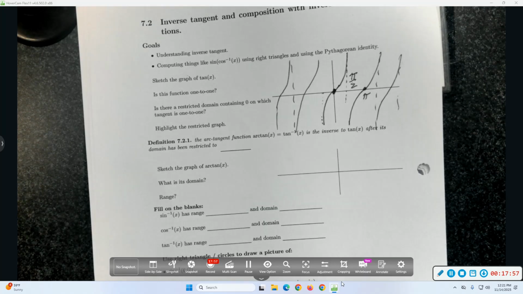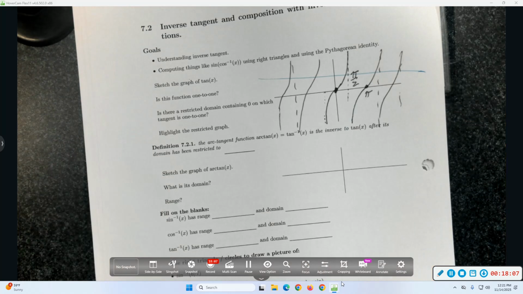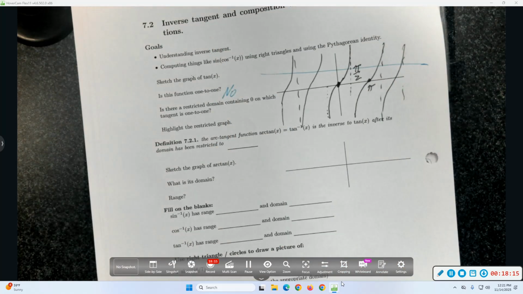Is that function one-to-one? Does it pass the horizontal line test? No. It fails very badly. If I draw any horizontal line, that horizontal line crosses the graph infinitely many times. So, is it one-to-one? No. So, does tangent actually have an inverse function? No, because it's not one-to-one.